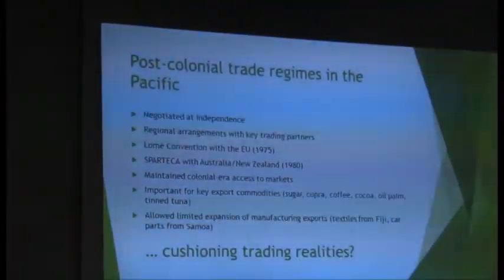So post-colonial trade regimes in the Pacific were negotiated at independence, and the regional arrangements with metropolitan countries, usually former colonial powers. Ratu Mara, Fiji's first Prime Minister, was key to the negotiation of the Suva Protocol to the Lome Convention with the European Union, negotiated in 1975, which was really crucial for continuing the preferential arrangements that support Fiji's sugar industry.